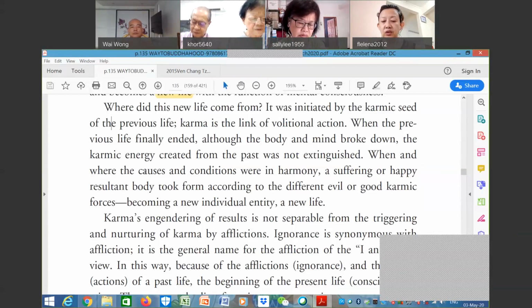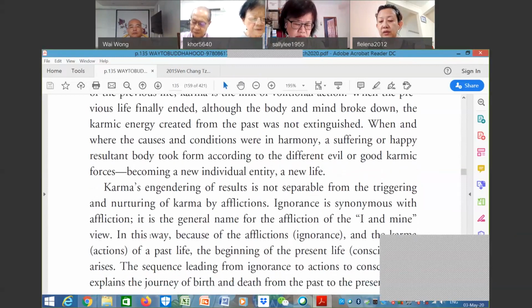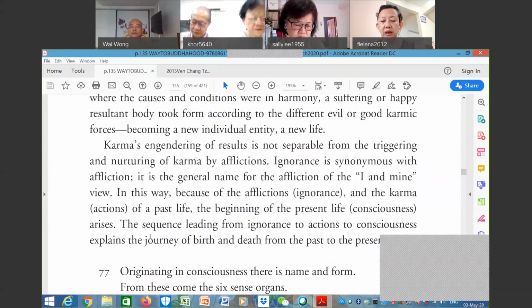Karma's engendering of results is not separable from the tree. In this way, because of afflictions, ignorance, and the karmic action of past life, the beginning of the present life consciousness arises. The sequence leading from ignorance to actions to consciousness explains the journey of birth and death from the past to the present. Okay, thank you so much.